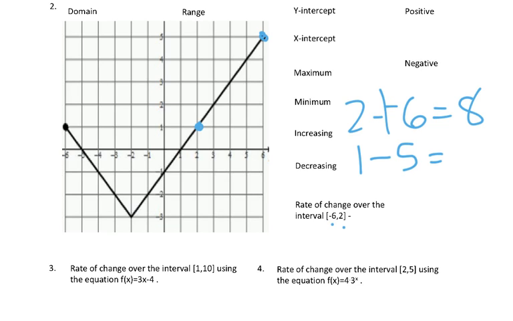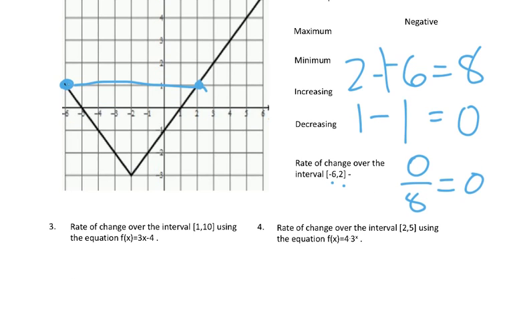Something's not adding up in my brain here of what I did. Oh, negative 6, duh. That's what's throwing me off. So negative 6 would be right here at 1. So that'd be 0. So 0 over 8 again. Once again, we get that horizontal line. So it's 0.